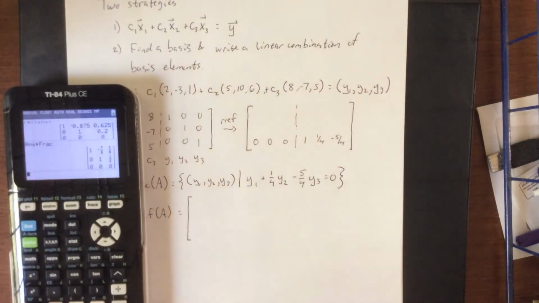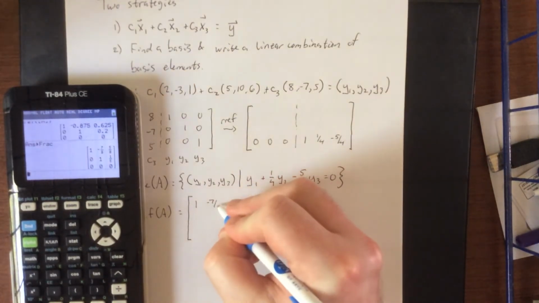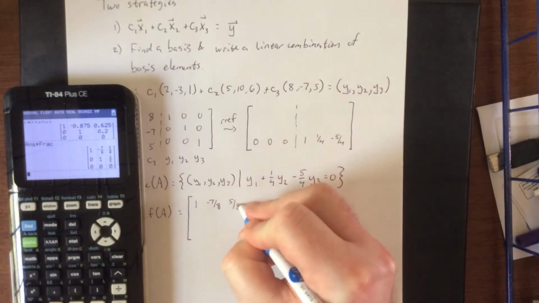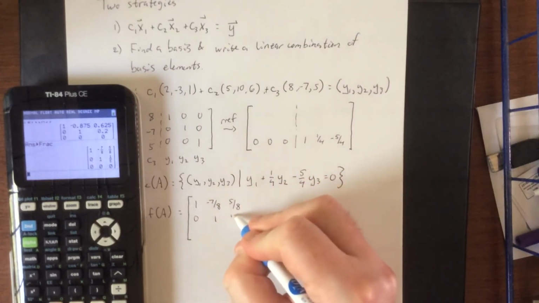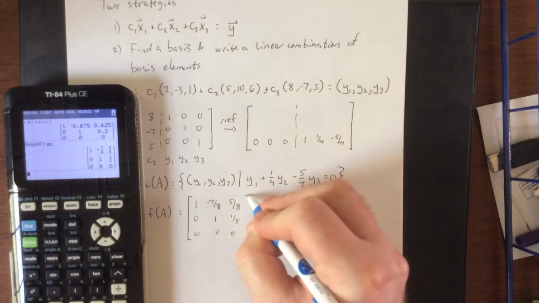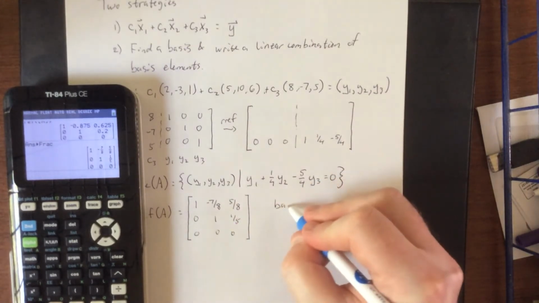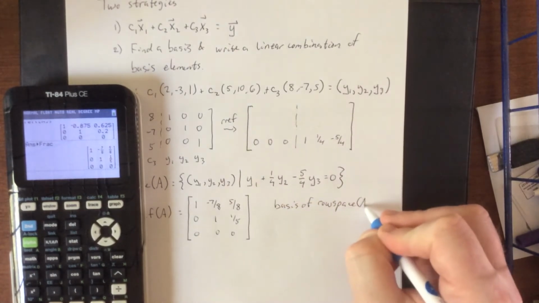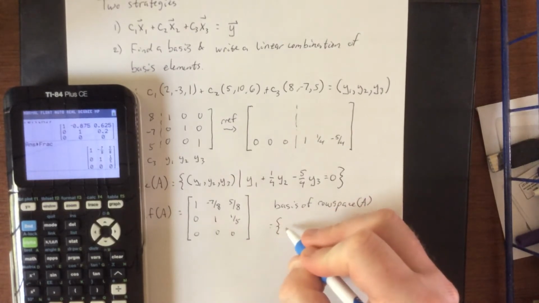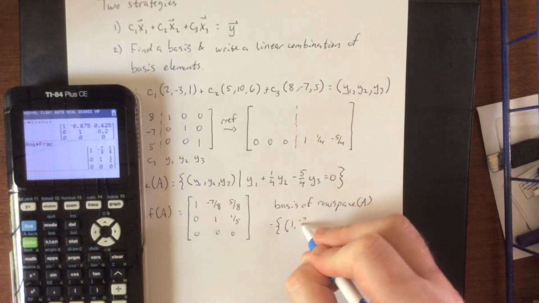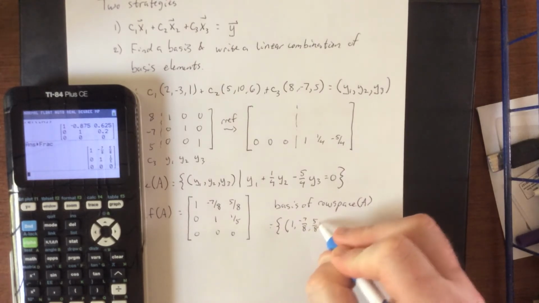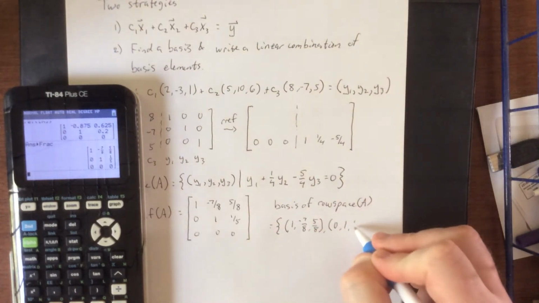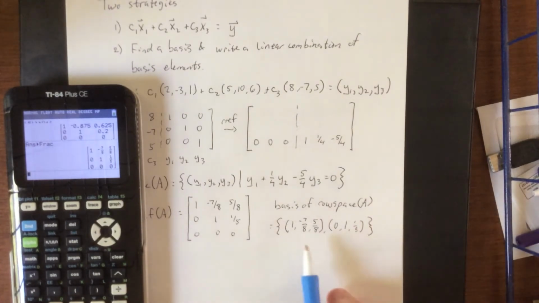So, this row echelon form is 1, -7/8, 5/8, 0, 1, 1/5, and 0, 0, 0. That means a basis of the row space of A would be the following two vectors. 1, -7/8, 5/8, and 0, 1, 1/5. Writing a linear combination of these two vectors would give you the representation of the row space as well.